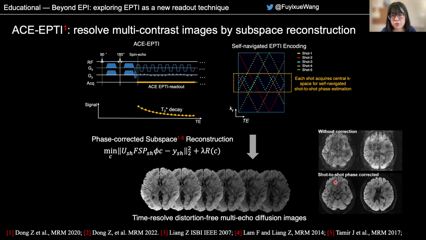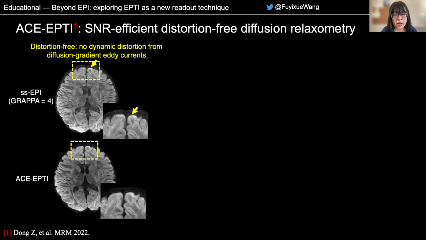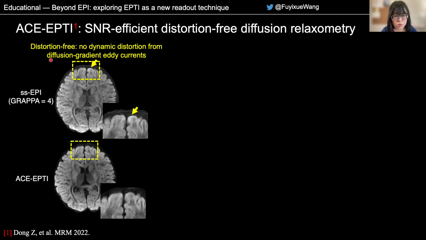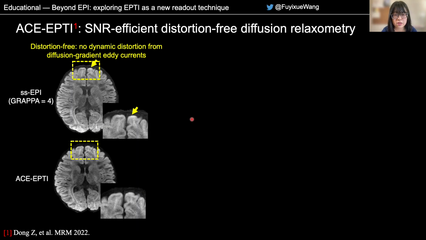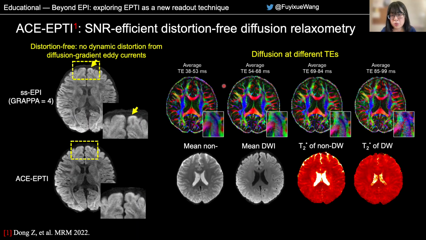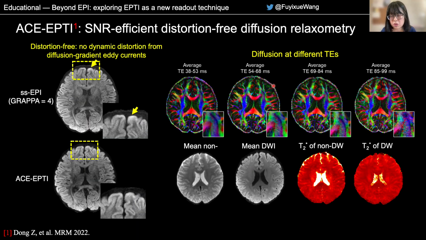And here shows that with phase correction in the reconstruction, it can effectively address the diffusion phase issues. With this acquisition, we can now get SNR-efficient, distortion-free images without dynamic distortion, that is, the dynamic distortion from diffusion gradient eddy currents. We can see that it limited the changes across different diffusion directions. And also we get diffusion images across different TEs to look at diffusion relaxometry.